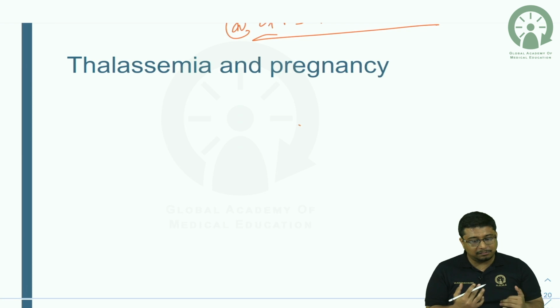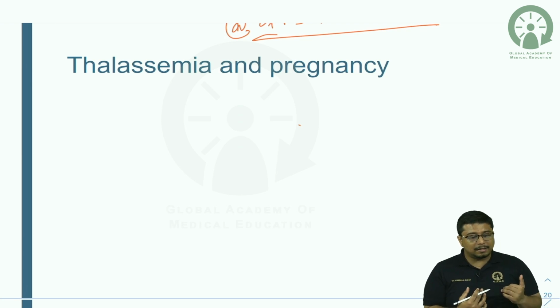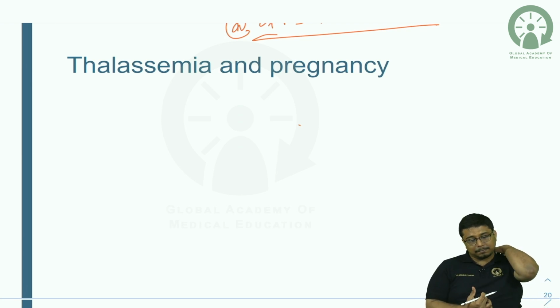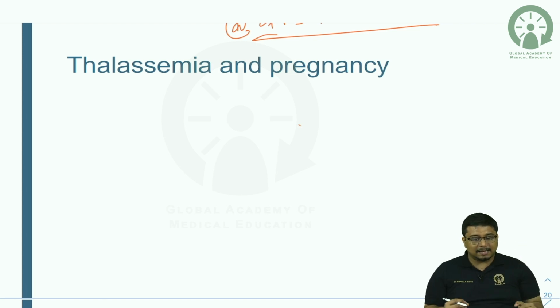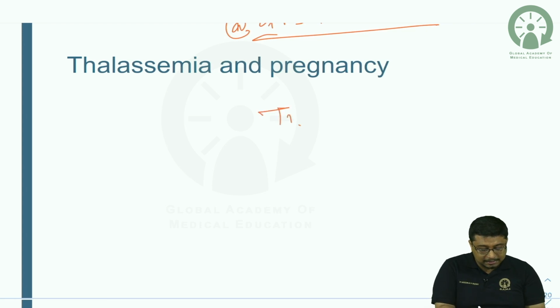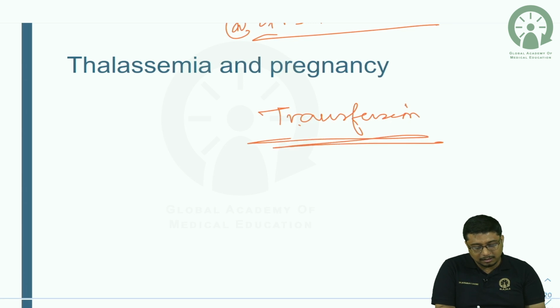So coming to the next thing, thalassemia in pregnancy. Remember, all these IV irons have no role in thalassemia of pregnancy, because thalassemia of pregnancy is not because of iron deficiency but hemolysis, and there is actually an iron overload going on. So thalassemia in pregnancy has to be treated with transfusion as and when required.